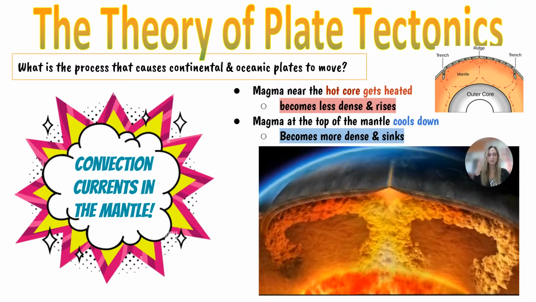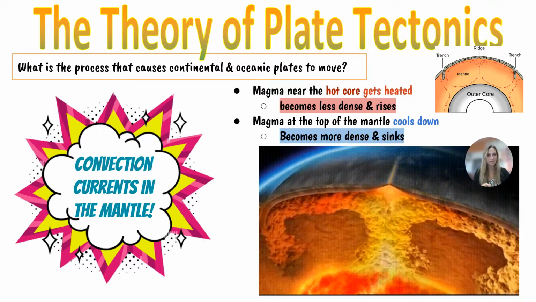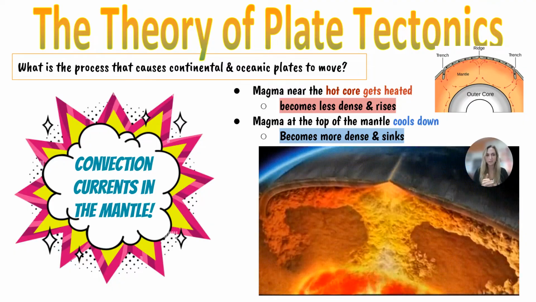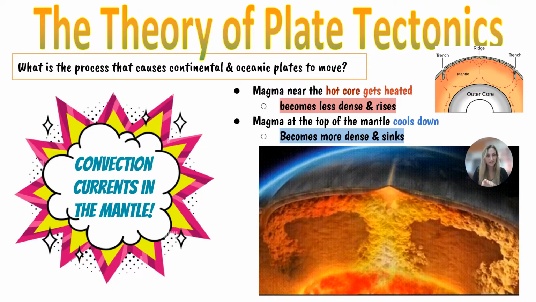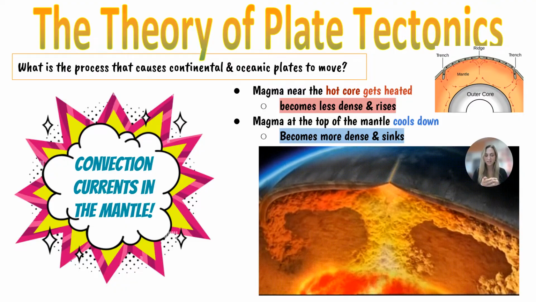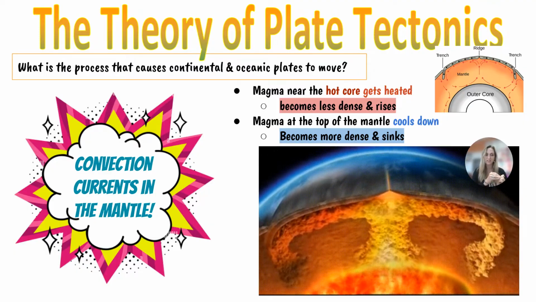That hot magma will rise because it's less dense. Cold magma will sink because it's more dense. And that is going to start divergent boundaries in places where the crust is thin and gets moved apart from each other. We're going to focus on that kind of boundary when we're talking about hydrothermal vents.